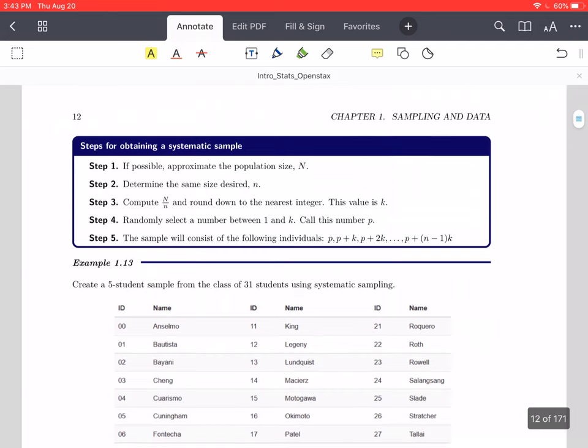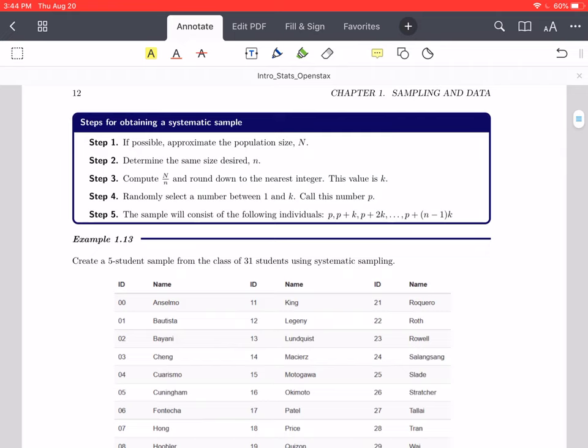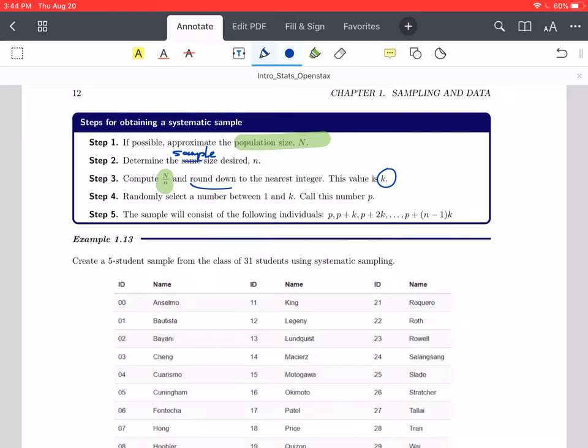All right. Now, when it comes to doing a systematic sample, we need to be careful with how we set this up. We want to do it correctly, do it appropriately. So, if possible, approximate the population size N, capital N. Determine the sample size desired, little n. Compute big N over little n, and round down to the nearest integer. This value is k. Randomly select a number between 1 and k, call this number p. And then the sample will consist of the individuals p, p plus k, p plus 2k, etc.